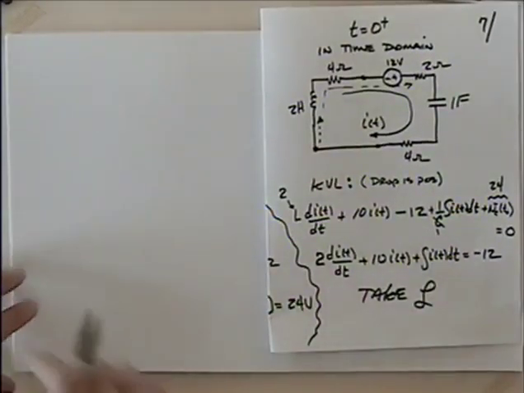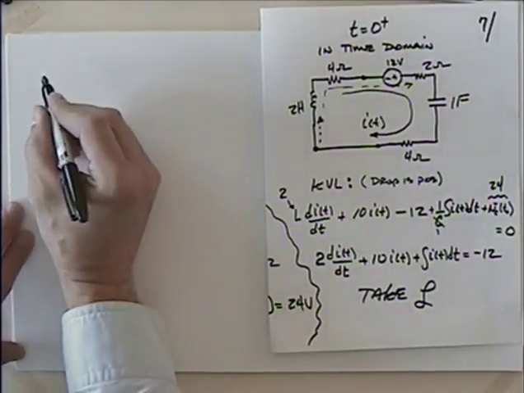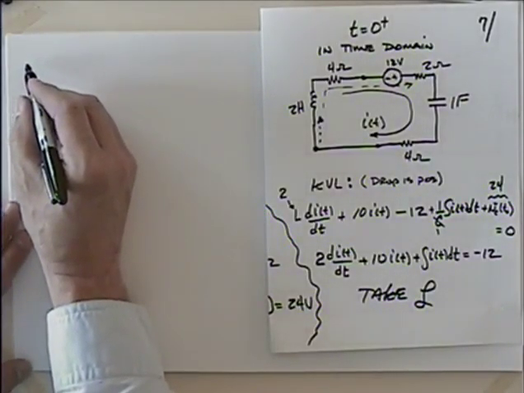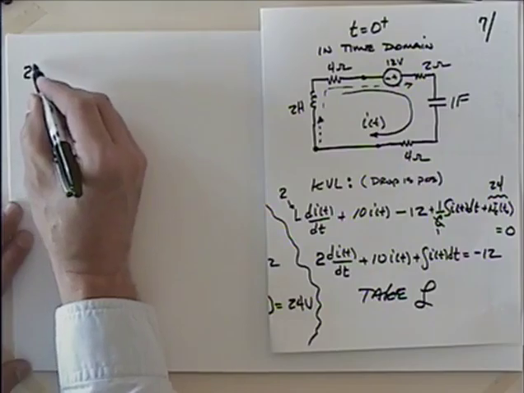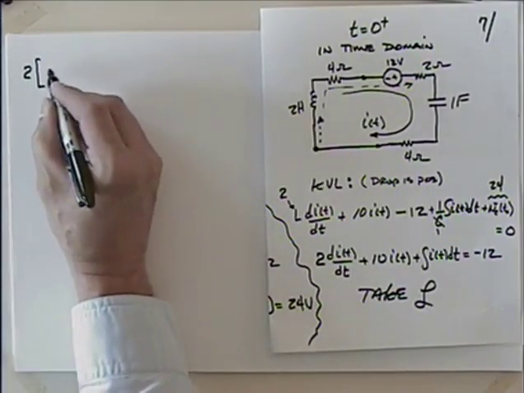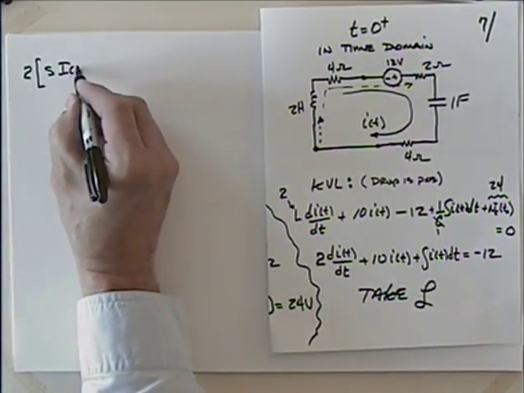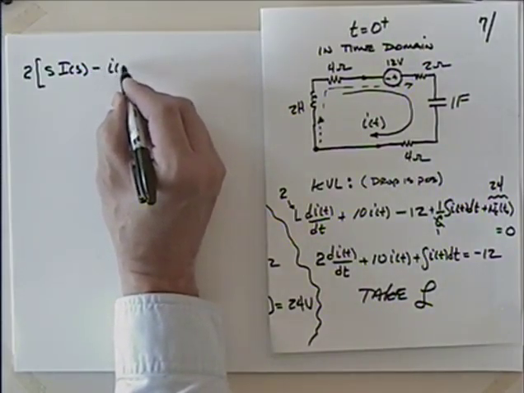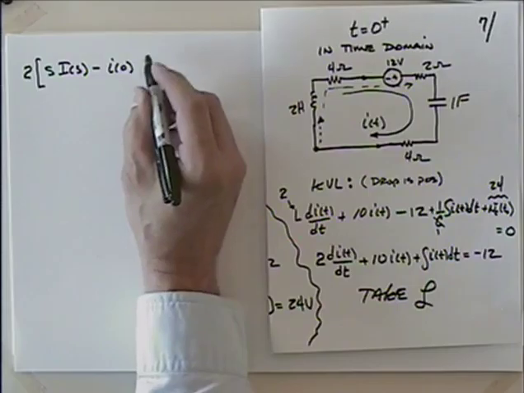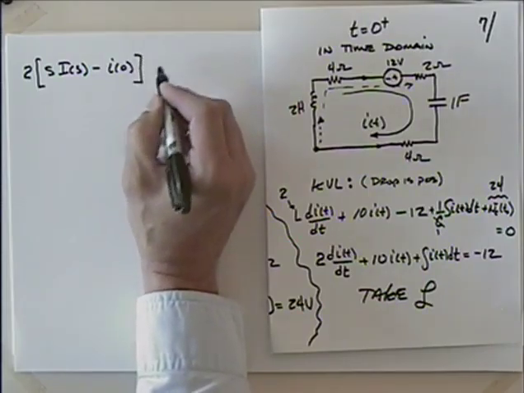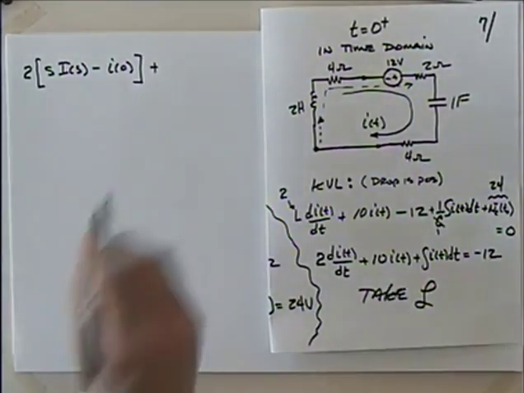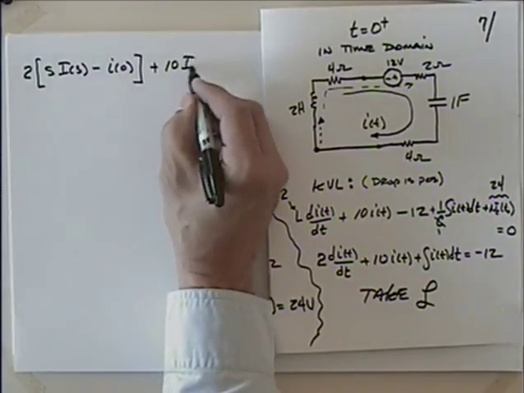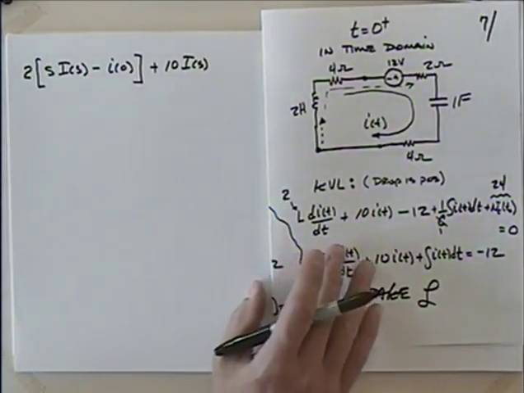So I'm taking the Laplace transform of this. What's that going to look like? A constant, 2 times the derivative, that's sI in the s domain minus the initial current, plus 10 I of t, that's easy, 10 I in the s domain.